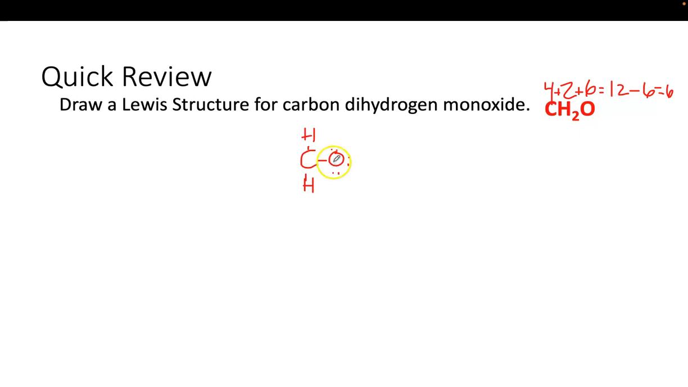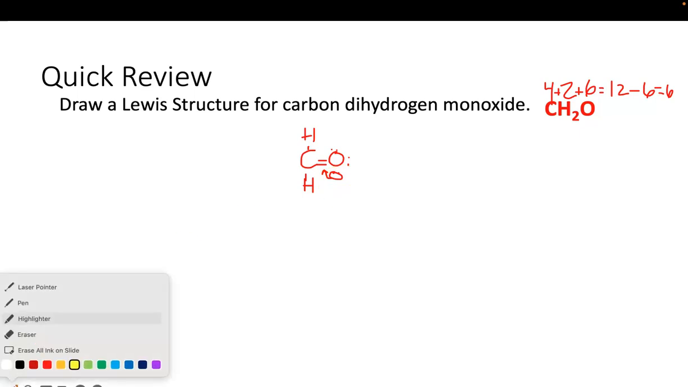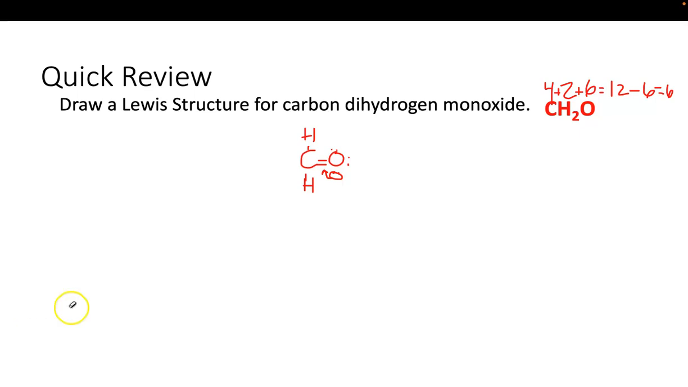And now I'm going to check to see if everybody has an octet. Well, of course, hydrogens only need that duet. So I'm going to say, yep, they got it. Oh dear, this carbon doesn't. It only thinks it has 6 valence electrons. So that's where I'm going to turn one of these lone pairs into a double bond. And so that lone pair is no longer going to be there. It is now a double bond. And so there we go. So there is our structure, of course. And so now we're going to get rid of that.